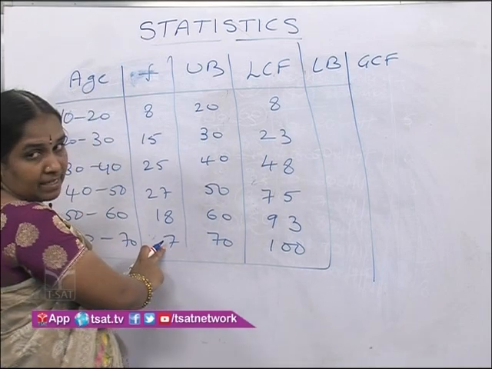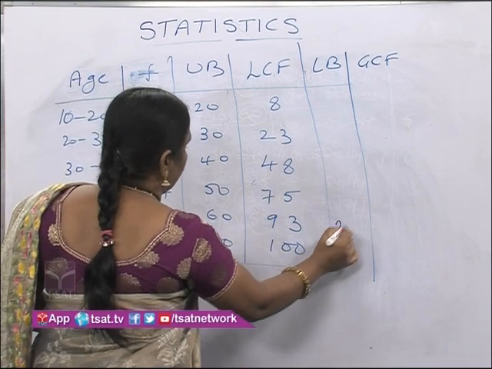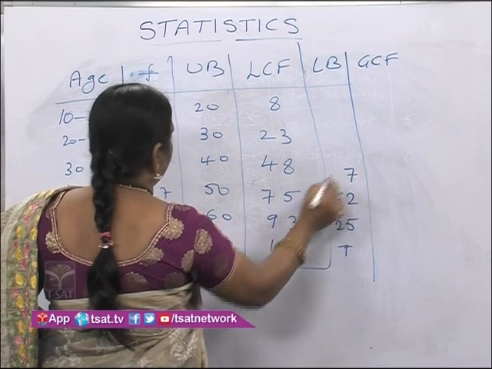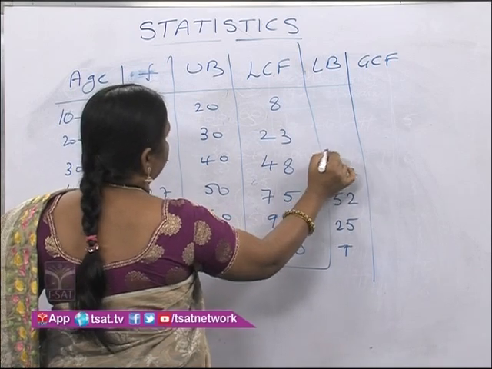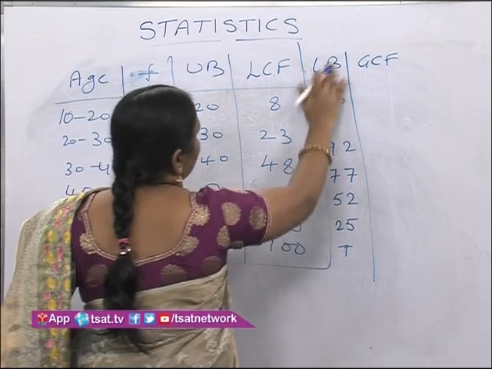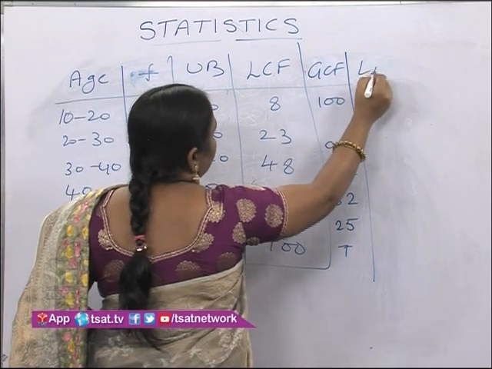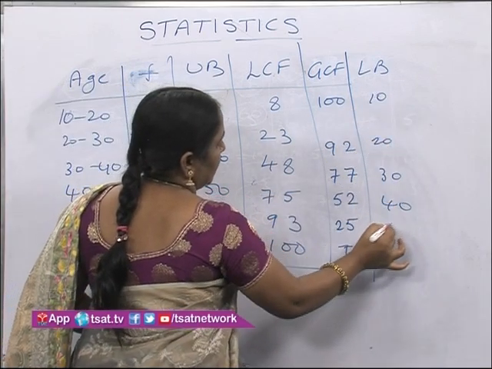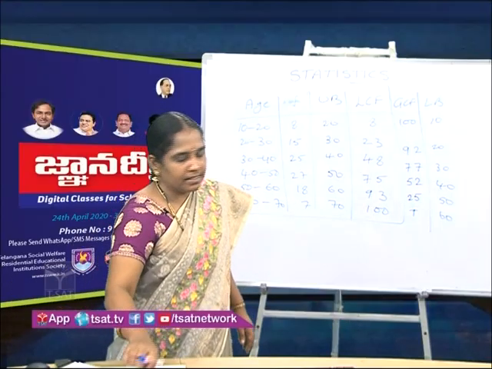So last class, I said, last class 7, right? So if you add 7 plus 5, 12, 12 plus 15, 27... 92, 92 plus 8, 100. I'm sorry, actually this is GCF. We are adding from top to bottom. And for GCF, we have to take lower boundaries. Lower boundaries are 10, 20, 30, 40, 50 and 60. So this is how we can prepare LCF and GCF tables.